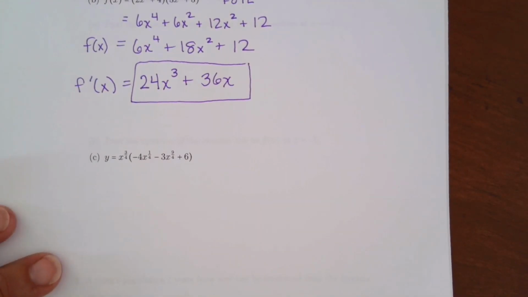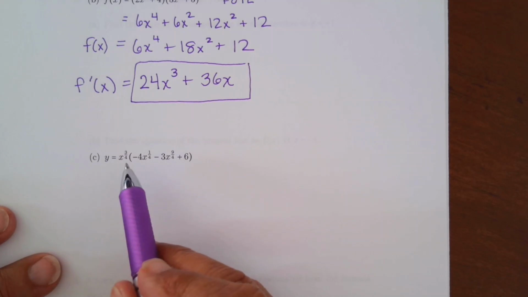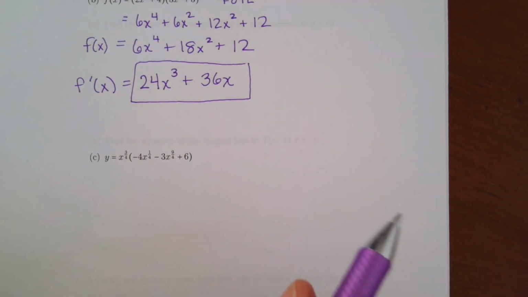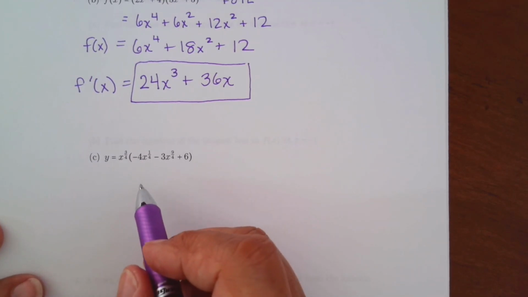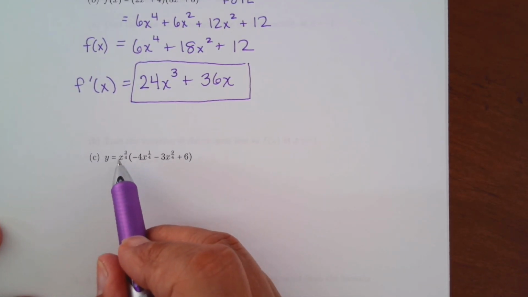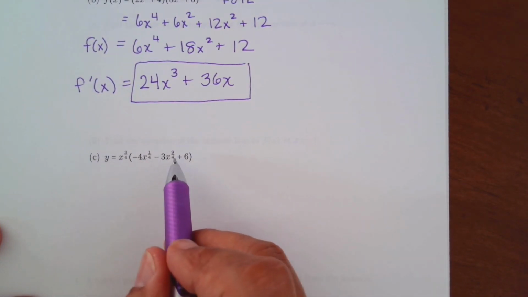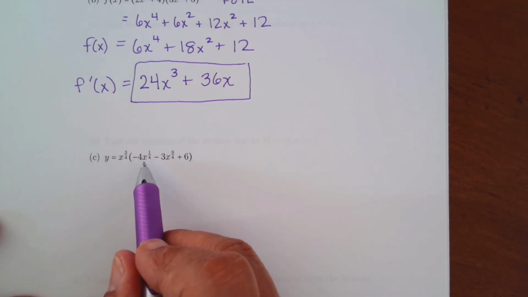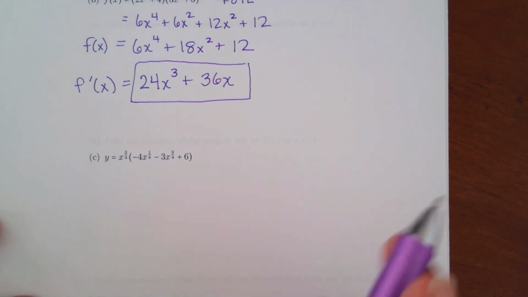All right. Same thing for part C. We're going to distribute. Now you have fractions, so just take your time with this. Use your calculator if you need to. Okay. So we're going to multiply x to the 3/4 times each of these terms. And remember, when you multiply terms, you add the exponents.